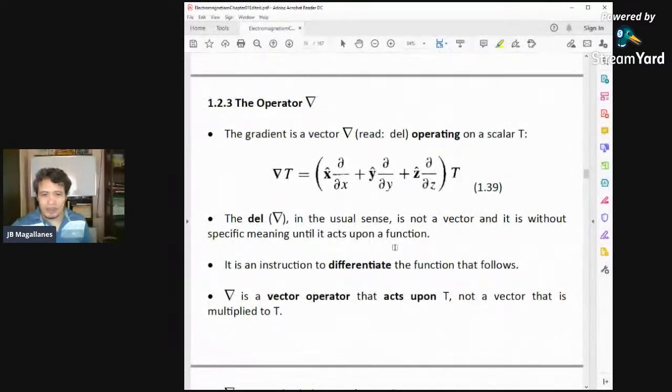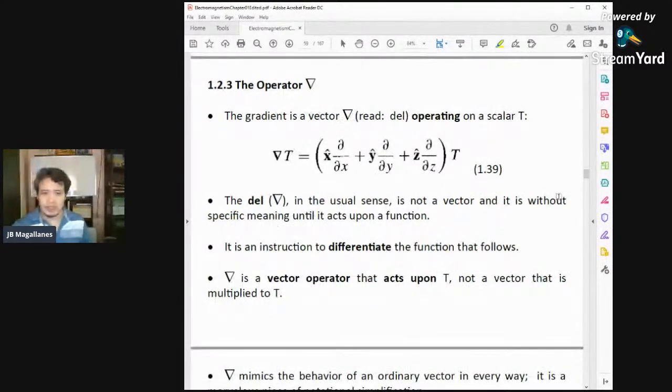Now, let's talk more about the operator del. This is what you call the del operator. Read that as del. The gradient operator is called del, operating on a scalar T. As I've said earlier, you can distribute the T or you can factor out T. This one is the gradient of T. So this is the gradient, and this is your function T.